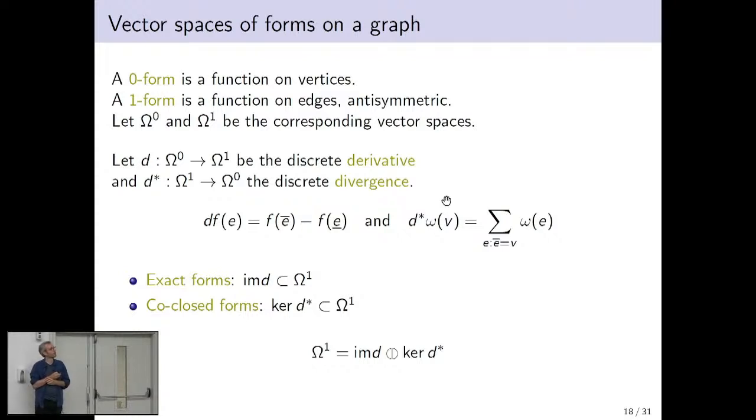And just to finish these notations, we will be interested in the image of D and also in the kernel of D star. Because D and D star are defined that way, we have an orthogonal decomposition of the space of one forms as the direct orthogonal sum of the image of D and the kernel of D star.